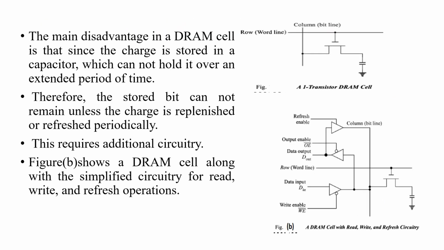The main disadvantage of the DRAM cell is that since the charge is stored in a capacitor, the capacitor cannot hold it over an extended period of time. Therefore, the stored bit cannot remain unless the charge is refreshed periodically. This requires additional circuitry. So this figure shows the DRAM cell along with simplified circuitry for read, write and refresh operations.